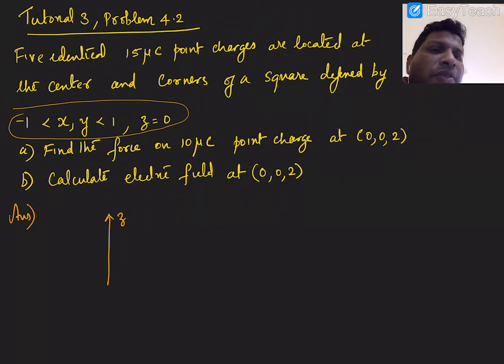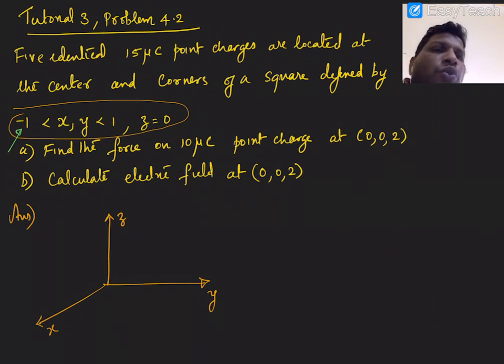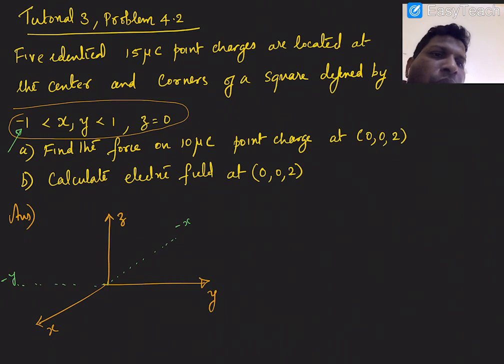So this is the z axis, this is the x axis, and this is the y axis, and the point charges are placed where x and y vary from -1 to 1, and it is a square. That means this is the direction of -x and this is the direction of -y. Now we will see how it is placed. You can define a square like this because z equal to 0, so everything will be in the xy plane. So this is the square.